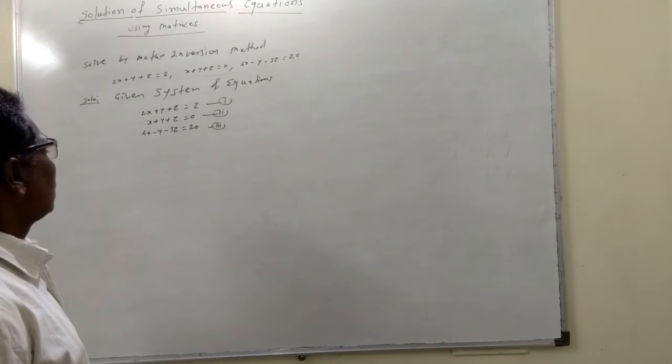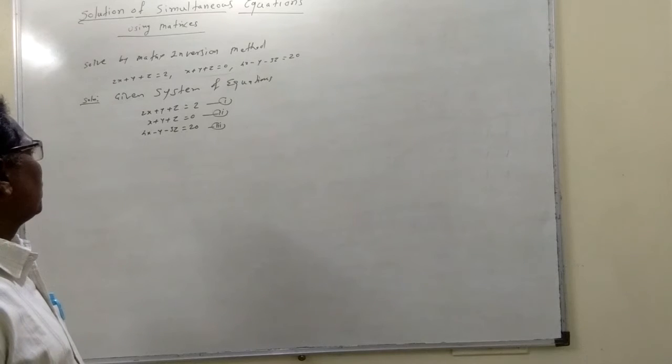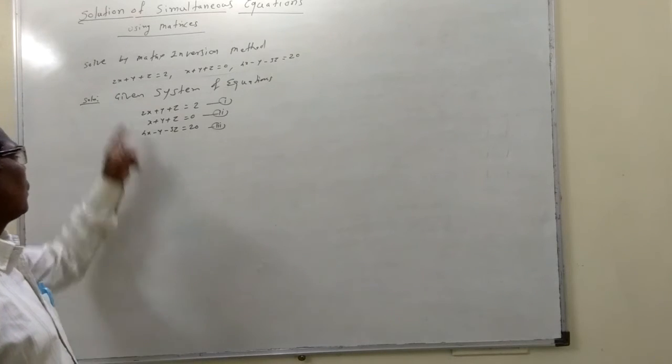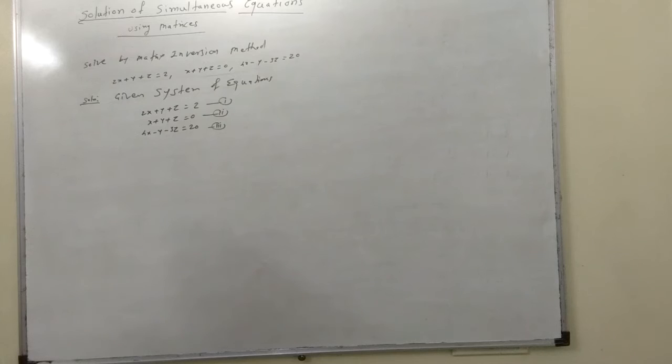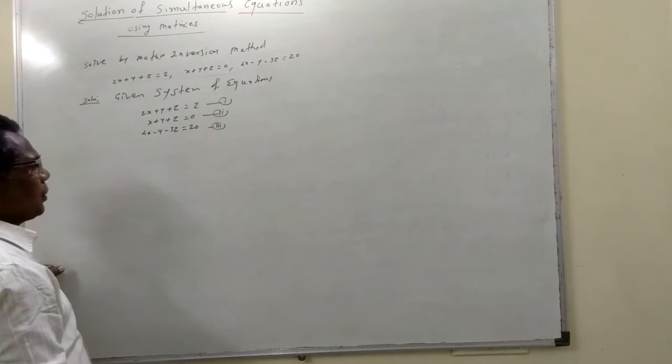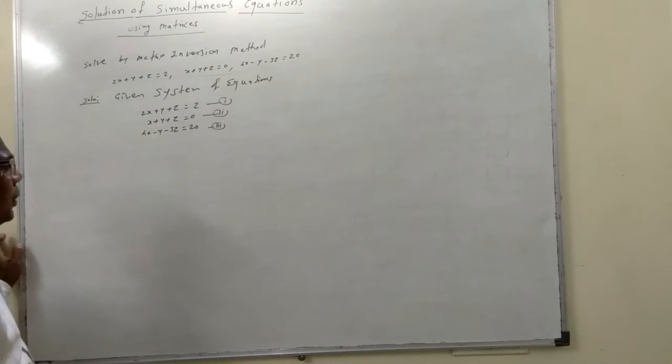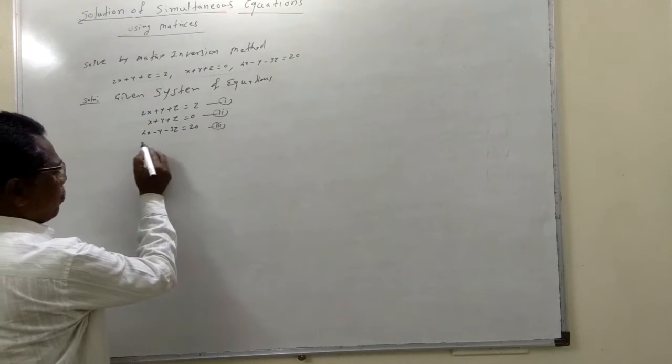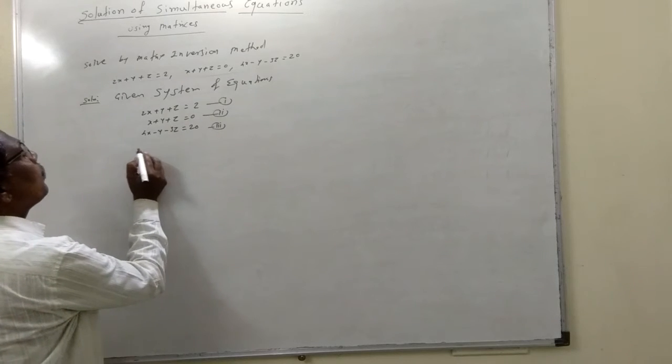So we'll solve an example for this matrix inversion method. Solve by the matrix inversion method: 2x plus y plus z is equal to 0, 4x minus y minus 3z is equal to 20. So this is the given system of equations.